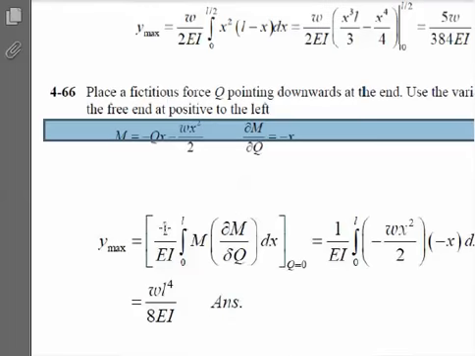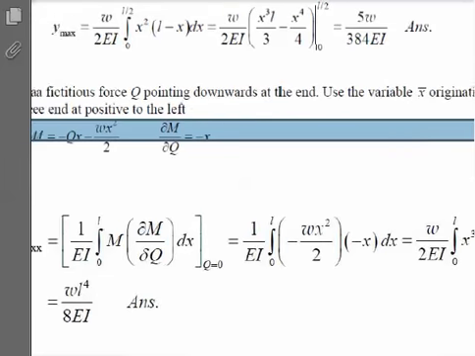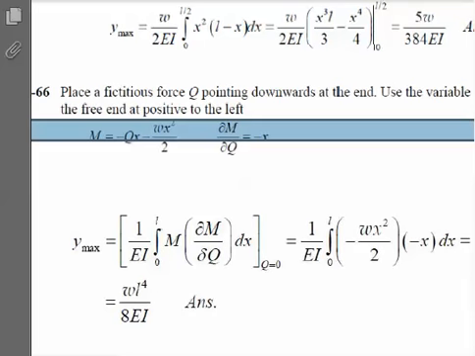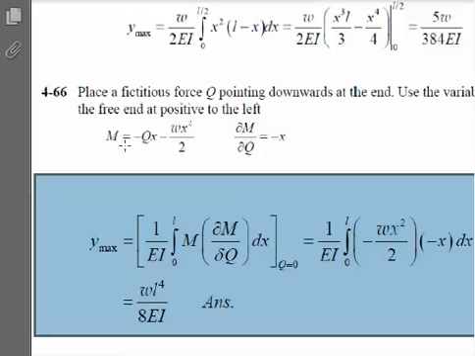Okay, it says place a fictitious force Q pointing downwards at the end. And let's see what he says. Use the variable x originating at the free end. Okay, and positive to the left. And so our moment with a load Q at the end is a QX, and he chose to call that one minus. Okay, so that sets the sign of our moments.